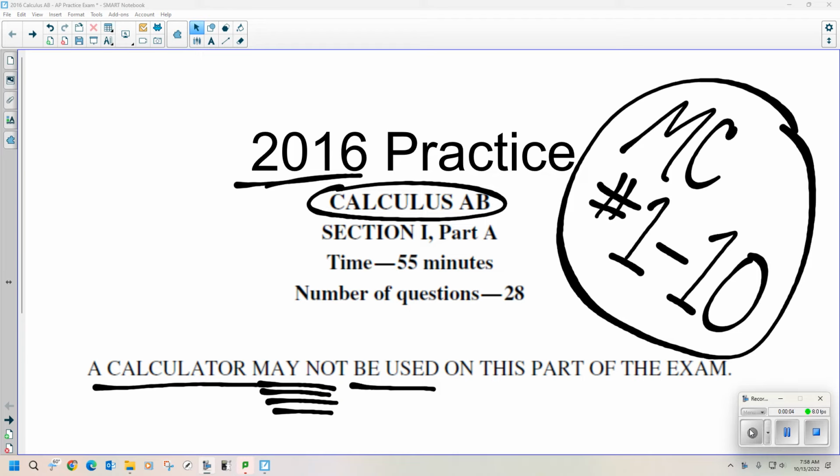Here we go. We have another exam in front of us. This one is the 2016 practice exam. I don't know if this was the real exam they put out in 2016 and just labeled it as the practice exam on the College Board, but this is the 2016 practice exam.